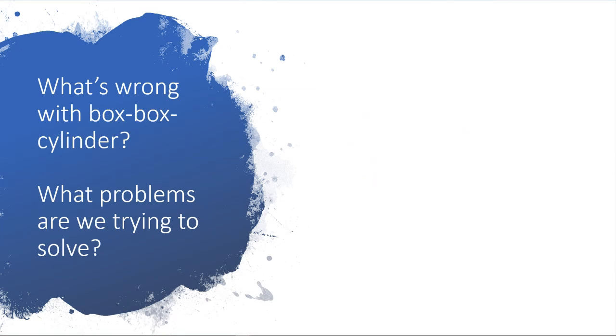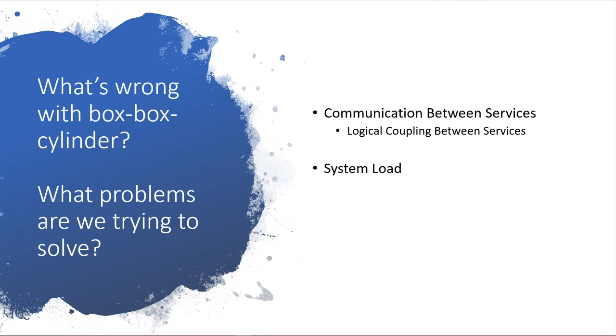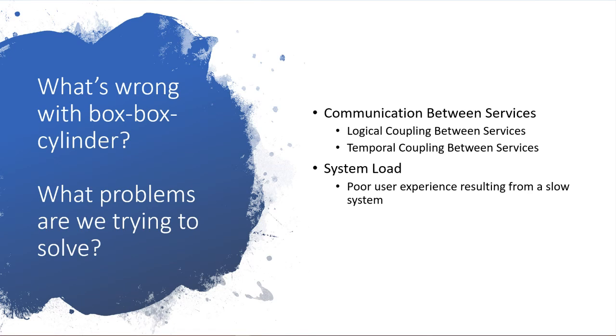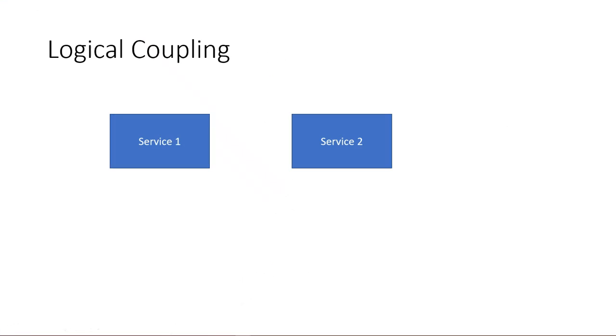Okay, so what's wrong with that? Why are we trying to solve this problem? What's the problem we're trying to solve? Essentially, there's two. The first one is the communication between services, and the second one is system load. In communication between services, there's two types of coupling that tend to happen: logical coupling and temporal coupling. I'll talk about what both of them are shortly. And the system load can cause poor user experience from a slow system, depending on how slow, sometimes very poor user experience.